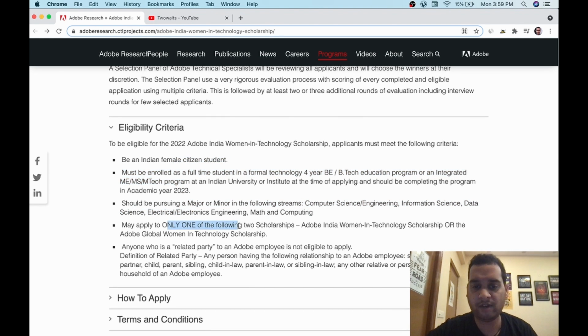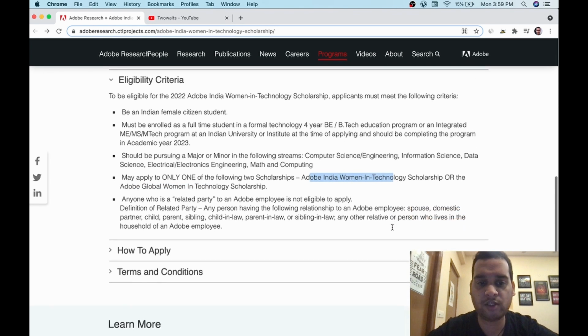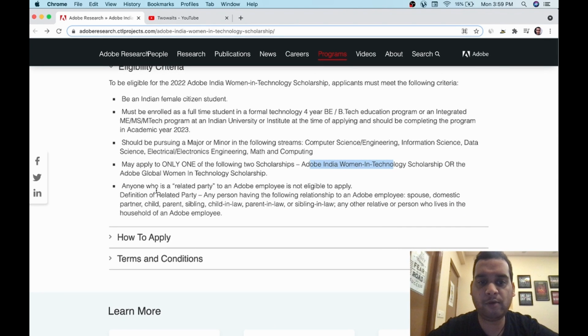You may apply to only one of the following 2 scholarships. They are giving you 2 options: the Women in Tech Scholarship or the Adobe Global Women in Technology Scholarship. So I hope you fill out the first one, the India Women in Technology Scholarship. People who are related to any Adobe employee are not eligible to apply. These are the relations which are mentioned. So if any of your relatives is in Adobe and you fall in this category, then you cannot apply.